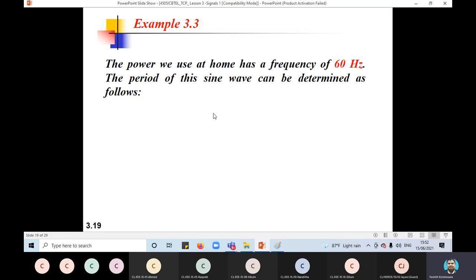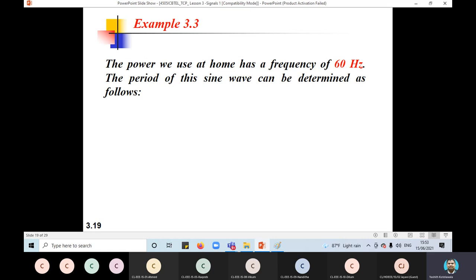So let me see what the question asks from us. The power we use at home has a frequency of 60 hertz. The period of the sine wave can be determined as follows. The period of the sine wave. Now, if the frequency is 60, the period is 1 over frequency. Period is 1 over frequency. Capital T is 1 over frequency.